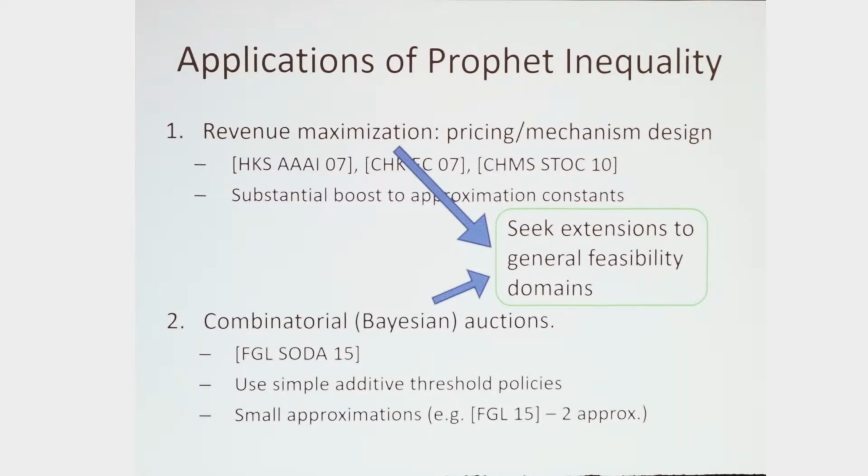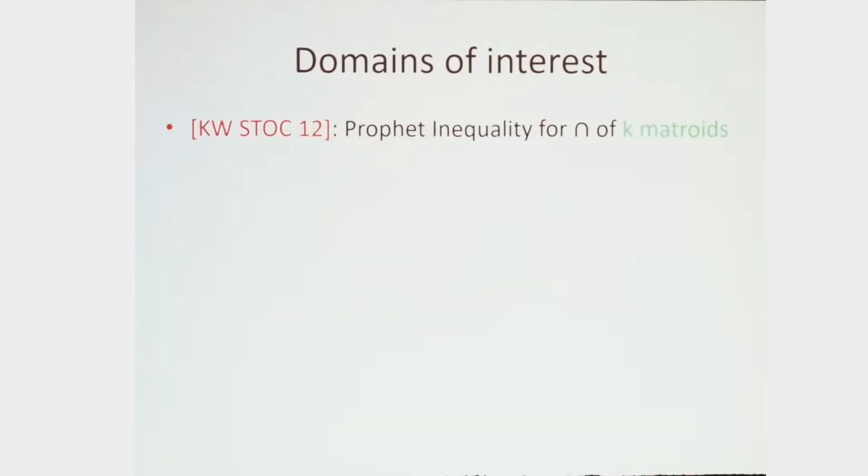Follow-up work in both lines seeks extensions to general feasibility domains. There have actually been quite a few papers after that. They extended the existing results, but always in the spirit of general feasibility domains. It was largely inspired by the work of Kleinberg and Weinberg in STOC 2012.